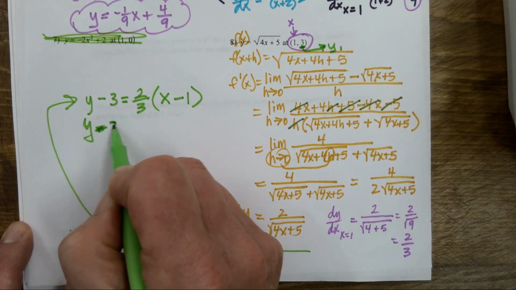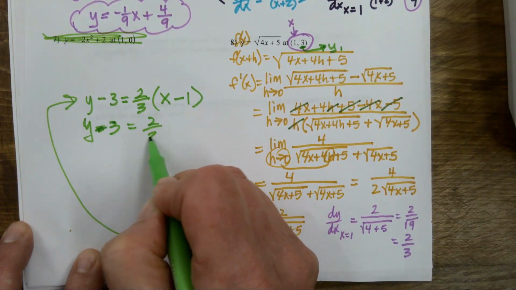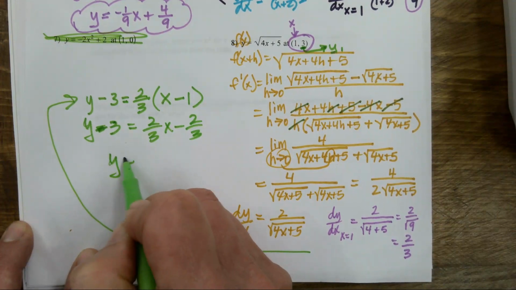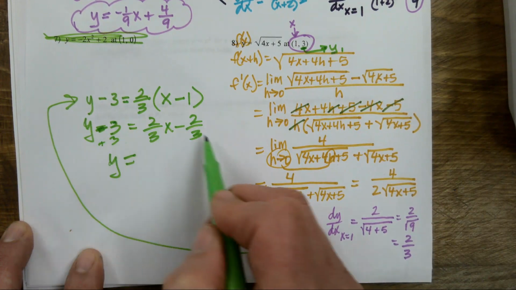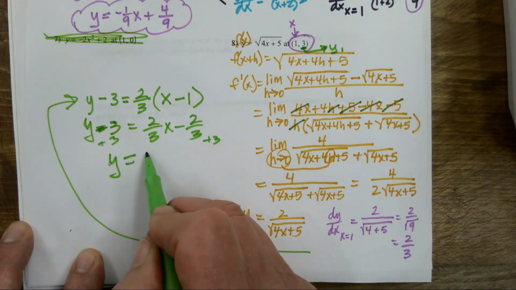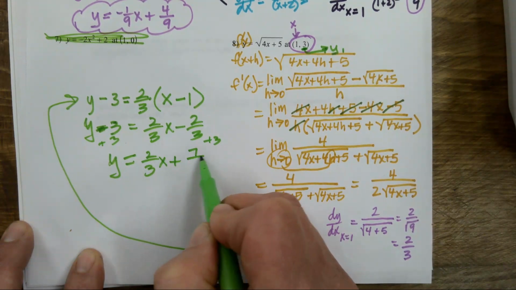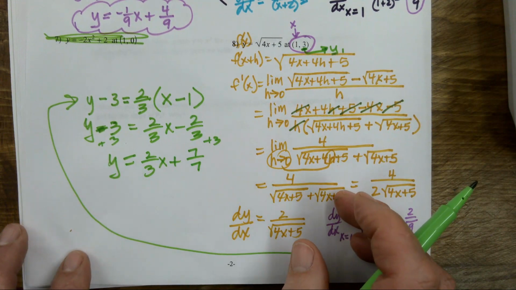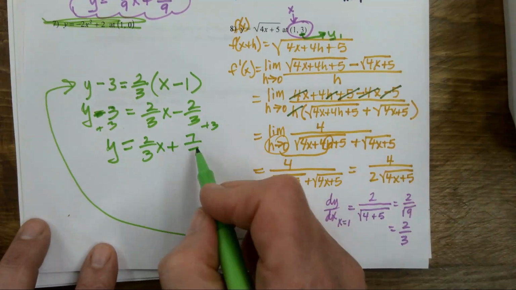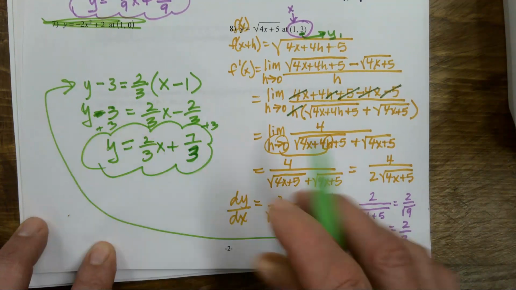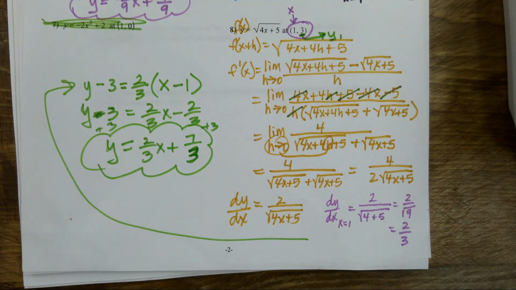y minus 3 is 2/3 x minus 2/3. And when I add the 3 over, I believe 7/3, but I wrote 7/7, but I meant 7/3, and that should be my equation. Okay, so that's the last of it.